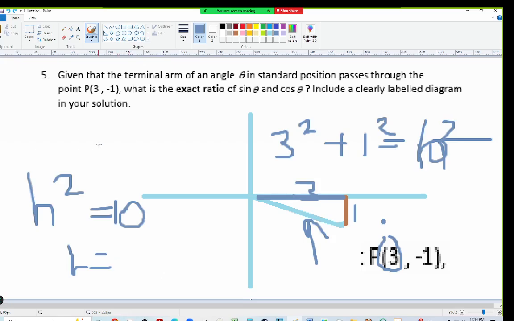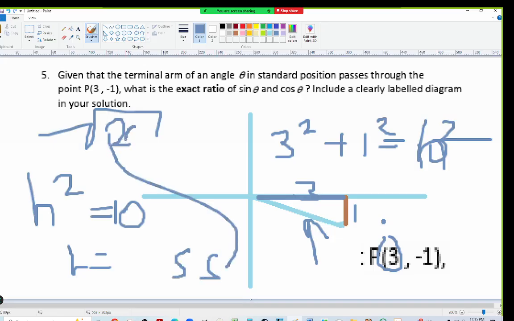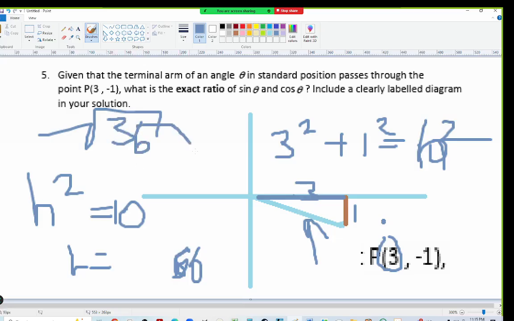Here's how you remember the easy square roots. Square root of 9 is 3. Square root of 4 is 2. Square root of 1 is 1. After 9, the next easiest one is 4, square root of 16. After 4, the next easiest one is 5, square root of 25. Well, 5 times 5 is 25. Therefore, the square root of 25 is 5. 6 times 6 is 36, therefore the square root of 36 is 6. But 10 does not have an easy square root, so we just put square root of 10.